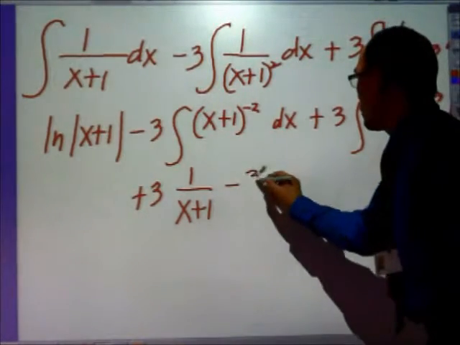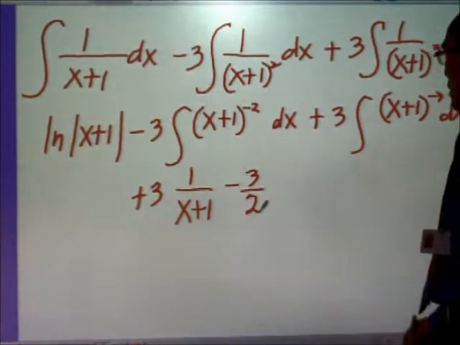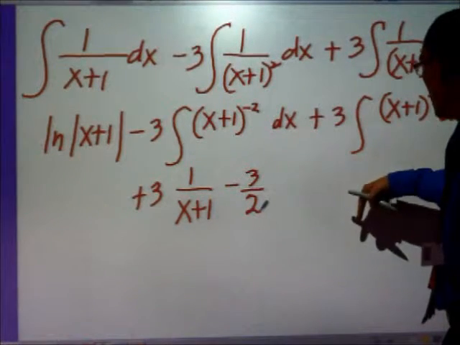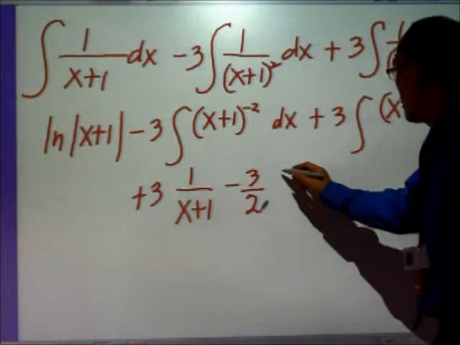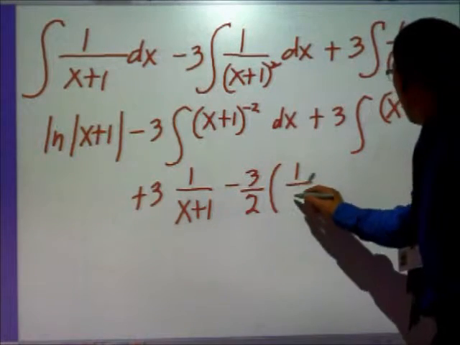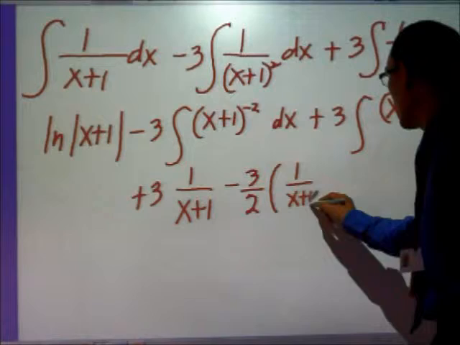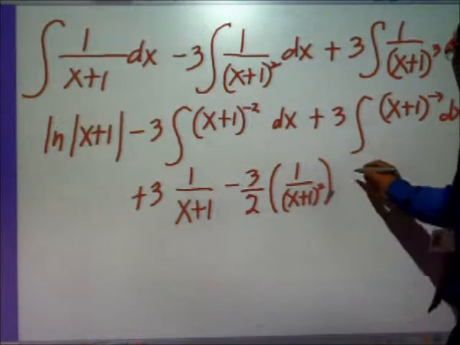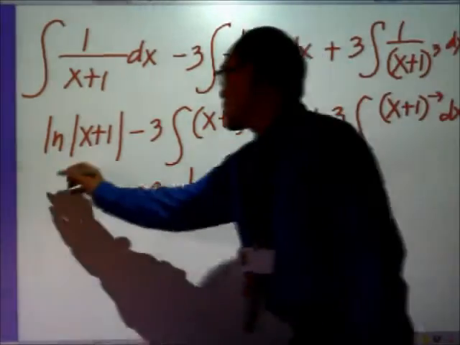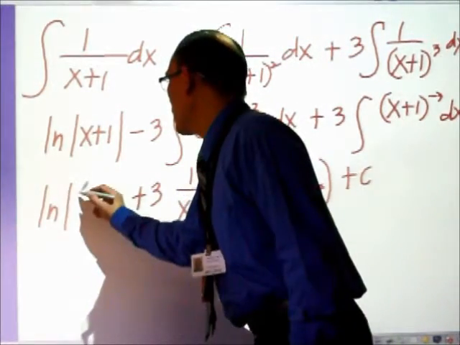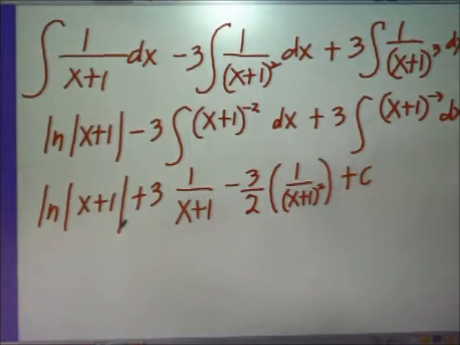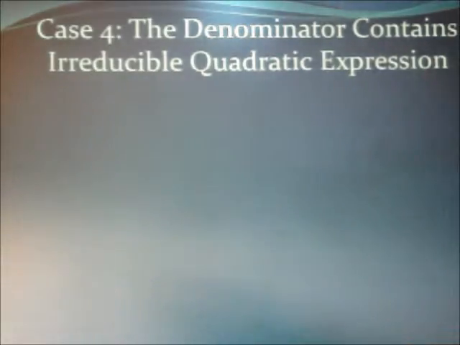Negative 3 over 2. And then because this is negative 2, we can bring it down. So that's going to be 1 over x plus 1 squared. And then, of course, plus c, we'll just copy this first part here, ln x plus 1. Alright, that's the answer.